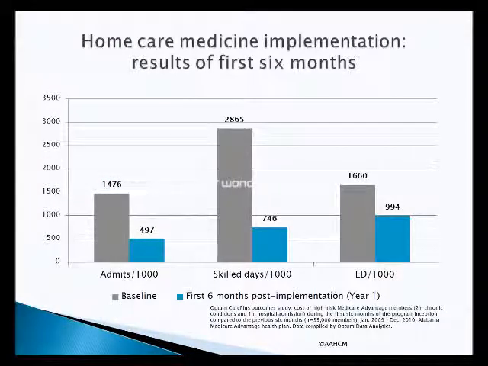An example from another managed care organization using a house calls approach, you can see the decline. This is within 6 months of implementation of the house calls initiative, the decline in admissions, skilled nursing days, and emergency room visits.